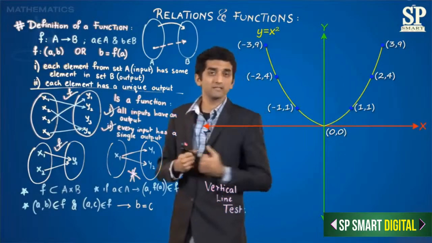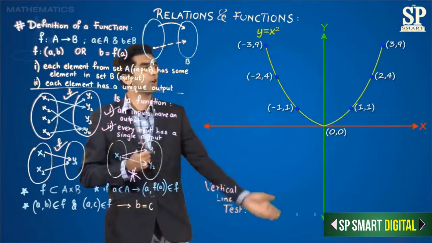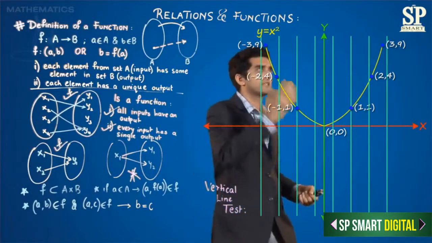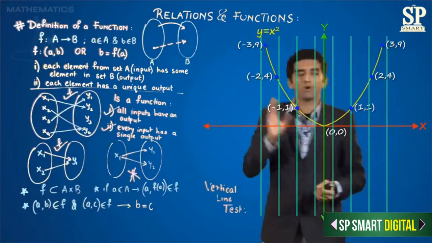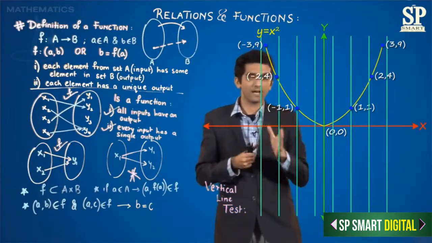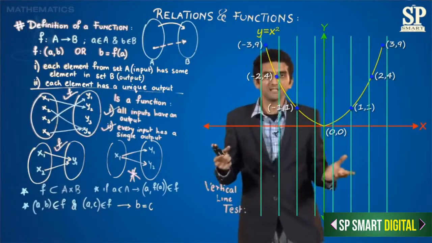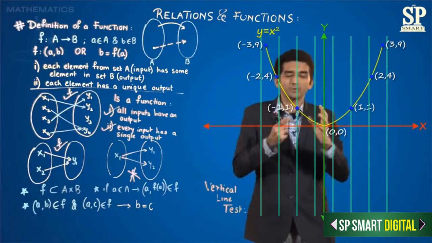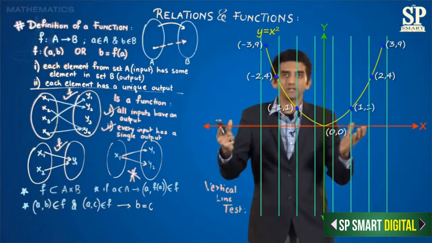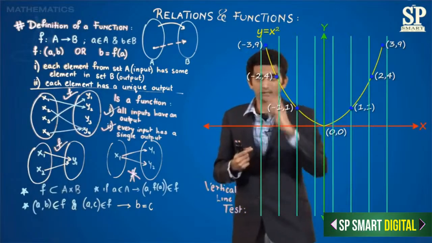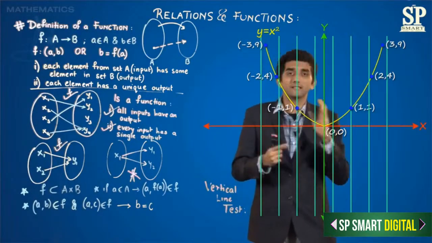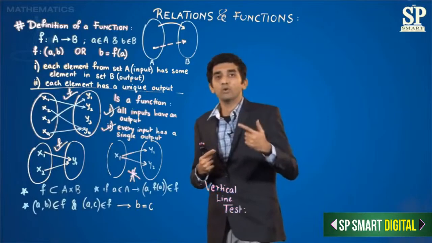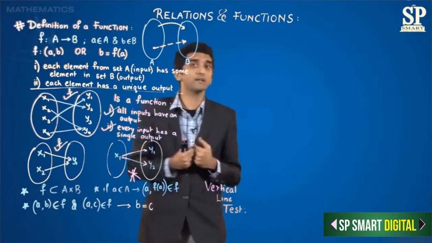So let's try it here. We have this graph of y equal to x square, and if we try and draw any vertical line, basically any line parallel to the y-axis anywhere, as you can see I am drawing many lines as such, and all these lines are cutting the graph of y equal to x square only at a single point, and hence this particular function y equal to x square is a function, because it is satisfying the vertical line test and is cutting the graph at only one point and not more than one point. Now it's time to go to the second example, which was y square equal to x.